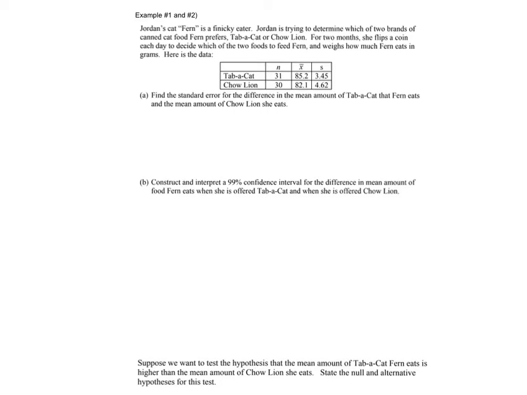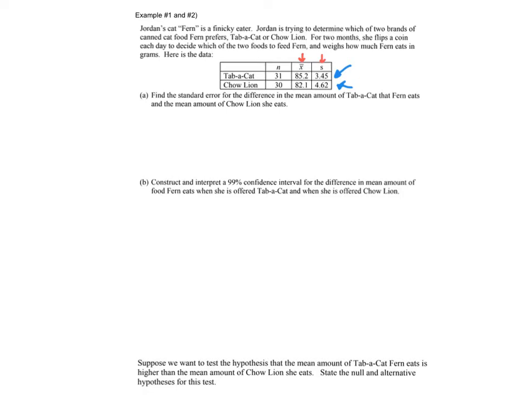All right, so here we go, guys. I'm going to tell you right off the bat that Tabcat and Chow Lion are 2 different populations, right? 2 different styles of foods. So we're taking samples of each one, so we know that we have a 2 sample something going on here. Now, right off the bat, I see a mean and a standard deviation for each. Therefore, this is the means problem, all right?